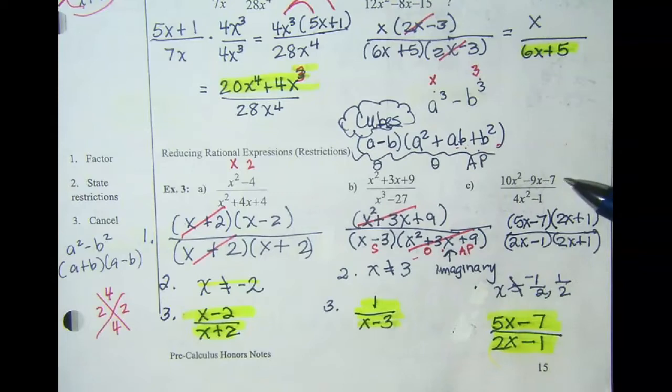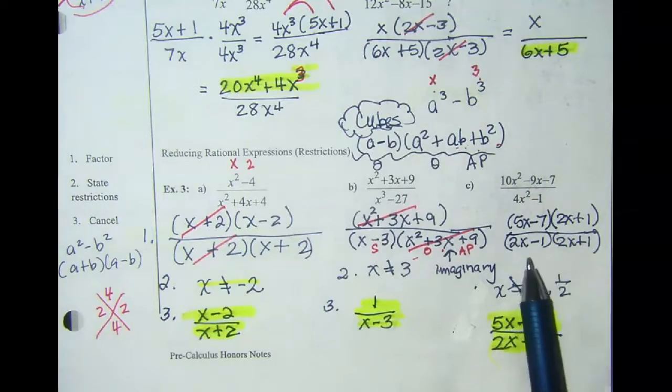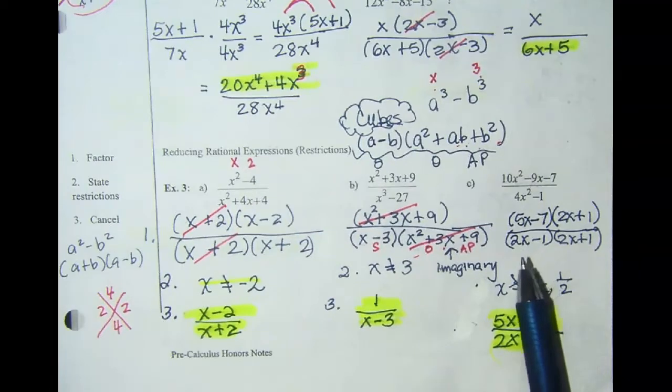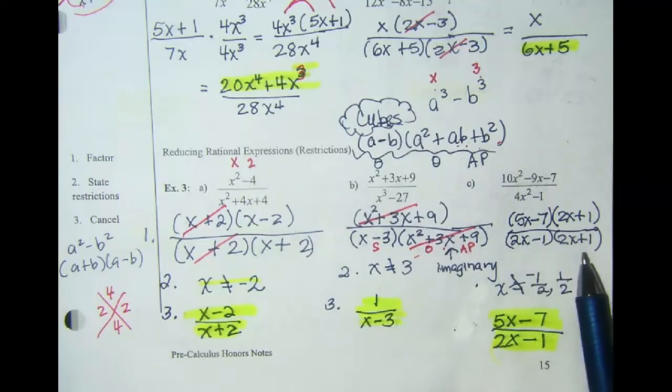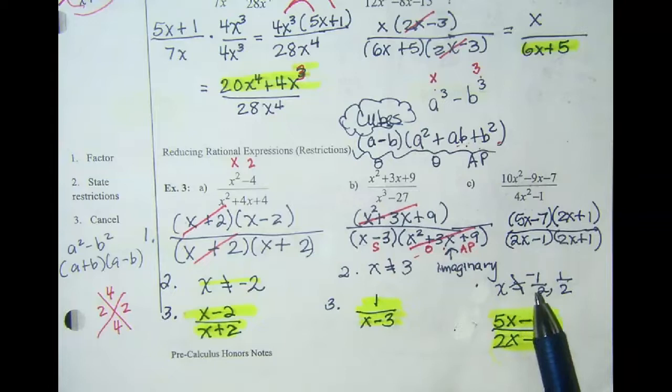Okay, numerator. I factored the numerator and I got 5x subtract 7 and 2x plus 1. I factored the denominator, difference of squares, 2x minus 1, 2x plus 1. Before you cancel, you always state the restrictions. So the restrictions, if you're not sure what's going to make this go to 0, then just put it equal to 0. So if I put it equal to 0, I get positive 1/2 because I add the 1 and divide by 2. If I put this part equal to 0, I subtract the 1 and divide by 2, which gives me the negative 1/2. So that's my restriction. These two numbers would make my denominator go to 0.